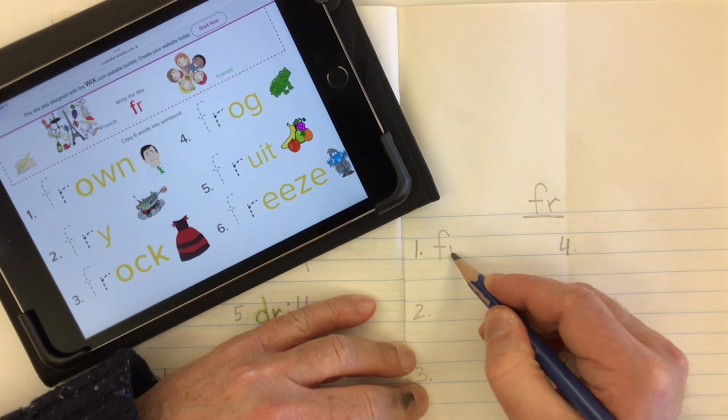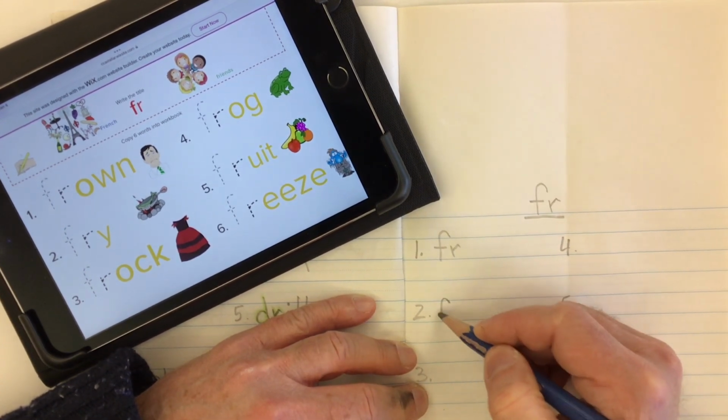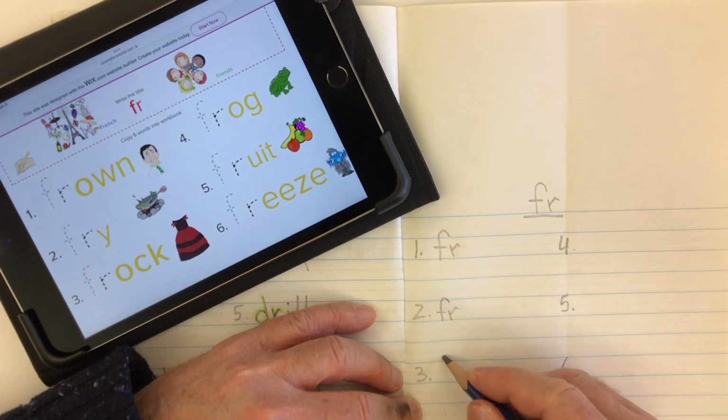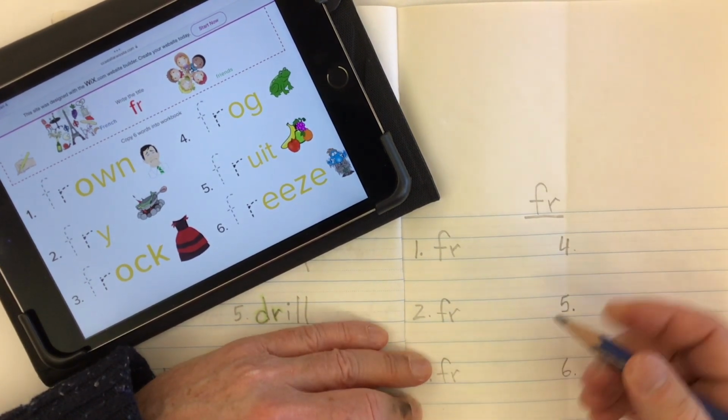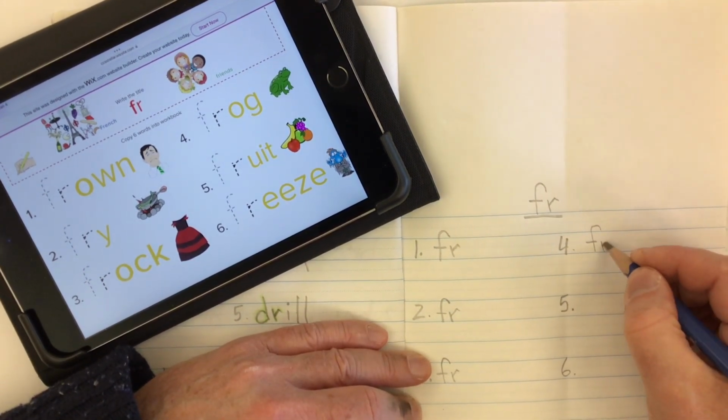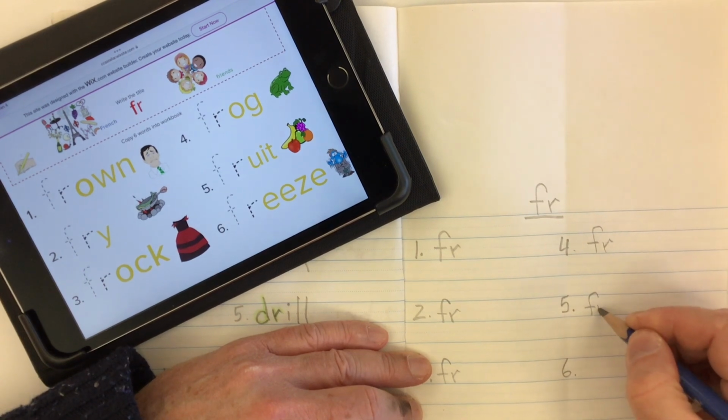can go ahead and put FR at the beginning of each word, even though sometimes consonant blends come in the middle of words or even at the end. But we can go ahead and put FR here on each one of our six words.